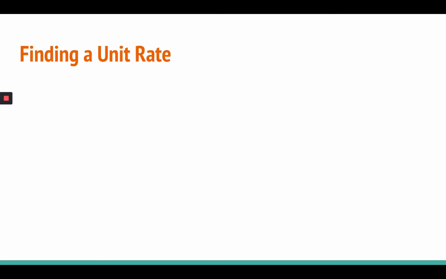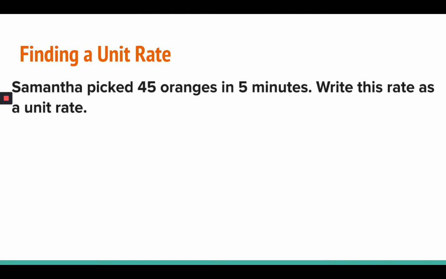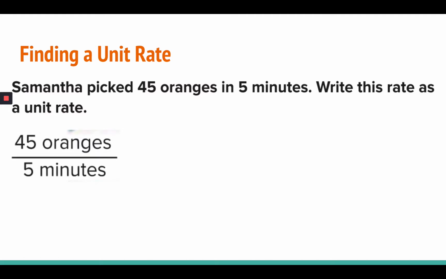So how do we find a unit rate? That's mostly what you're practicing today. We're going to look at an example from the book. Samantha picked 45 oranges in 5 minutes. Write this as a unit rate. Well, you just start by writing your rate. Looks a lot like a ratio. 45 oranges over 5 minutes. It's technically both a ratio and a rate. It's a ratio because it compares 2 numbers. It's a rate because it has 2 different units, oranges and minutes.